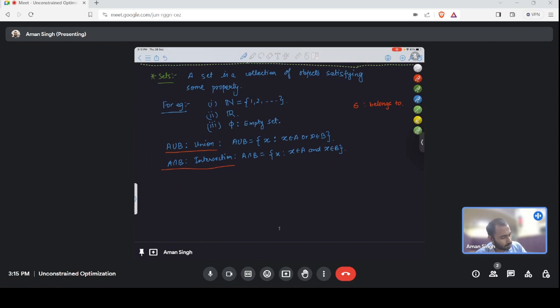Now, one more is the difference. This is called difference, and it means x such that x belongs to A and x does not belong to B. This symbol is fairly obvious: it means does not belong. So if x belongs to A and x does not belong to B, then x is in A difference B.